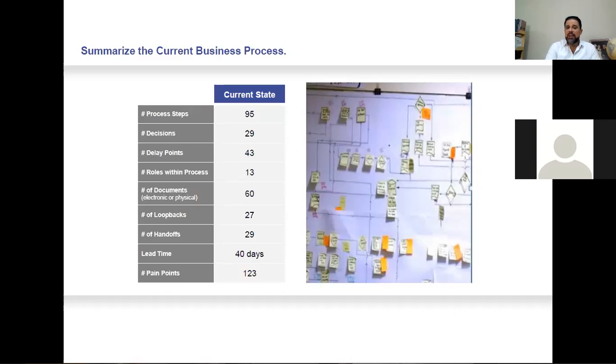Now, looking at that, we'll keep all the processes. Then we look at the process and start to summarize the current process. We look at the process steps, the decisions they are taking, the delay points, the roles within the processes, the documents, whether electronic or physical, the loopbacks, the handoffs, the lead time, and the pain points. So this is a summary of what is going on in a process.